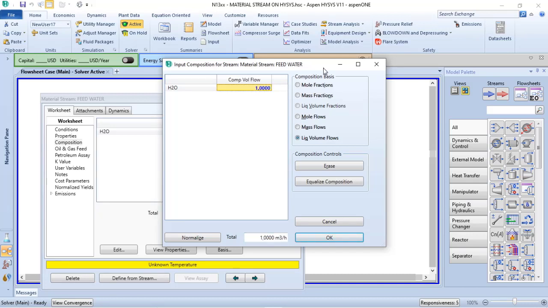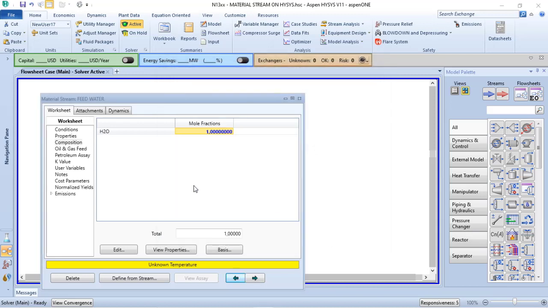In this case, I will set the composition basis of my process simulation as mole fraction, once I have 100% water in my material stream. After I click on OK, the warning changes from unknown composition to unknown temperature. So now it's time to fill in the conditions of my process simulation.